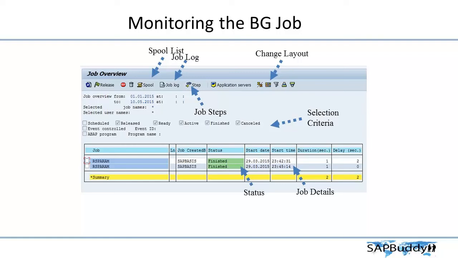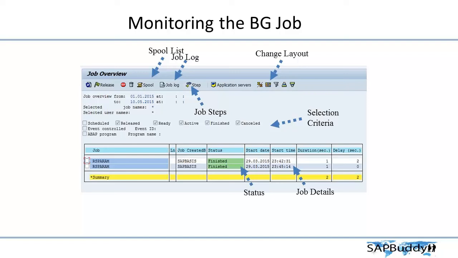We can also change the layout. Now this is the layout of this particular job. If you would like to change it, you can change it here. This is change layout. Here you can see selection criteria, and we will come to this again. Selection criteria means the status of the job.